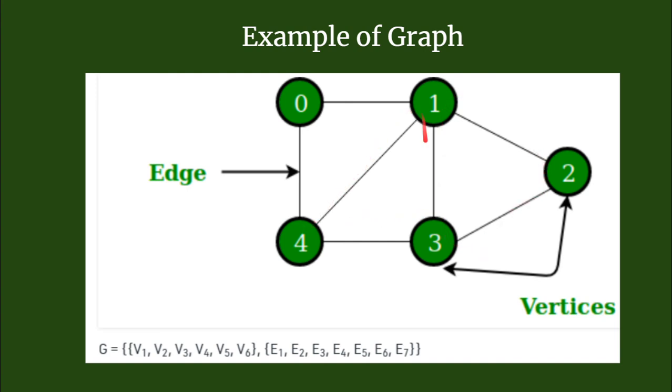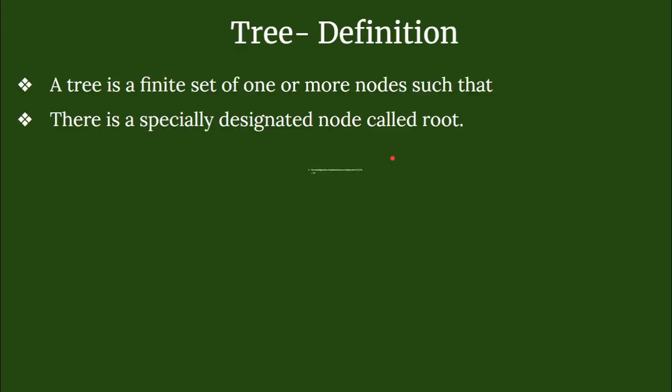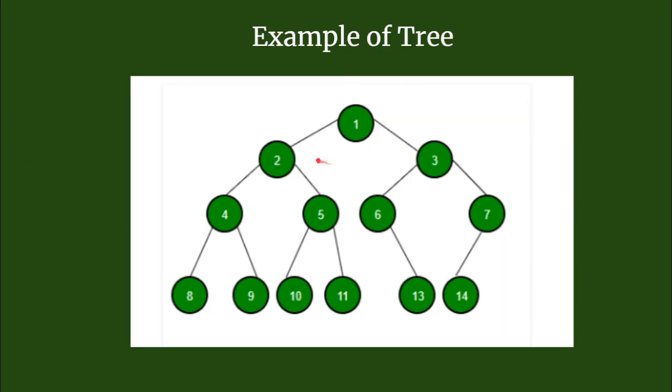Likewise 1, 4, 3, one closed cycle. Same way 0, 1, 4. So closed cycles are possible in the case of the graph. But see the tree diagram, you can see here there is no such closed one. One is open from 2 and 3. There is no connection between 2 and 3. So trees will not have any cycle or closed loop.